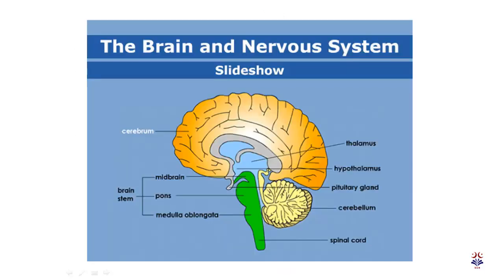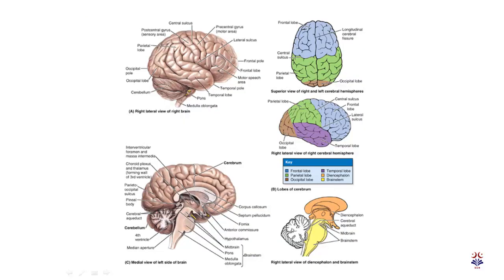This is the picture of the brain with spinal cord. Here different parts are shown. This is cerebral hemisphere, and this green part is the midbrain, pons and medulla, that is brain stem, and this is the cerebellum. These are all surfaces of the brain. This is superior surface, lateral surface. This is also lateral surface. And this is medial view of the left side of the brain.